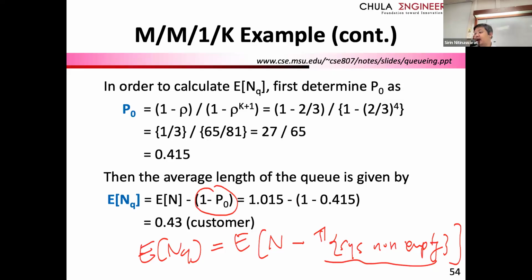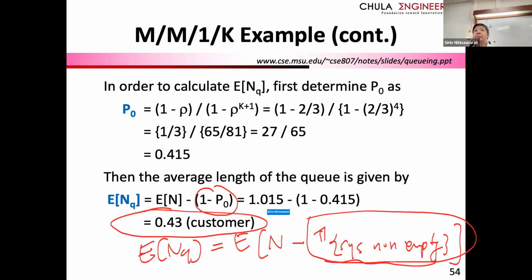So when I compute NQ like this, I can subtract from E of N the probability that the system is non-empty, and that is 1 minus P0. That is when I can compute E of NQ from E of N, right?